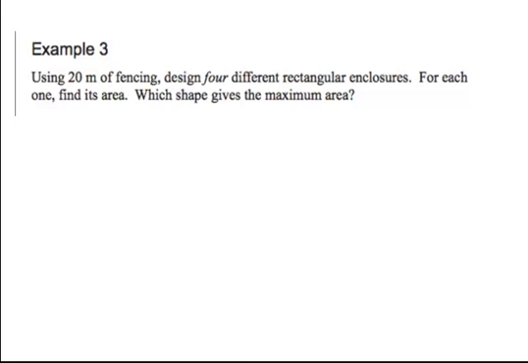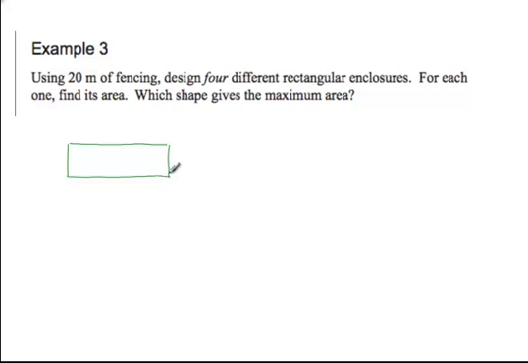Find 4 different rectangular enclosures. For each one, find its area. Which shape gives the maximum area? I encourage you to pause the video here and do this one by yourself. Four different rectangular enclosures. You're going to use 20 meters of fencing, so the perimeter of your fence is going to be 20 meters. Now I'm going to go ahead and do 4. So 20 meters of fencing, and we're going to make a rectangle.